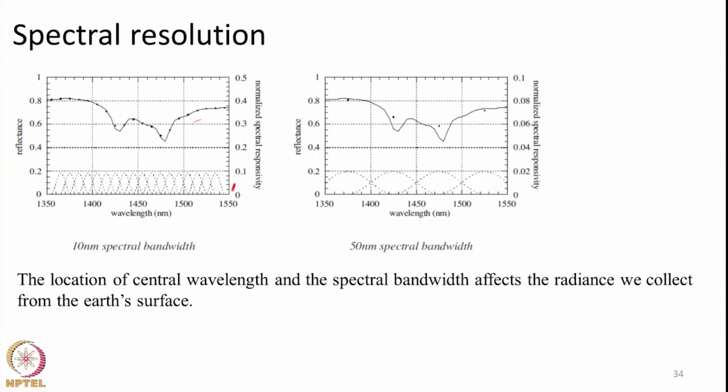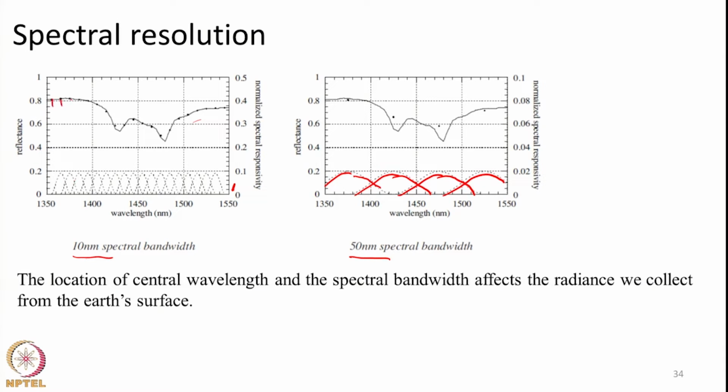Below it we have the spectral response function of different bands. Here we have many bands, each having 10 nanometer spectral bandwidth. Here we have a smaller number of bands with 50 nanometer spectral bandwidth. Here we are following the concept of full width half maximum. We are assuming all bands behave in a Gaussian way. If that is the case, here we have more bands with a much finer spectral resolution, 10 nanometer, whereas here it is 50 nanometer.